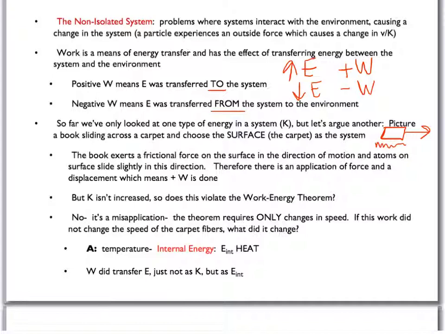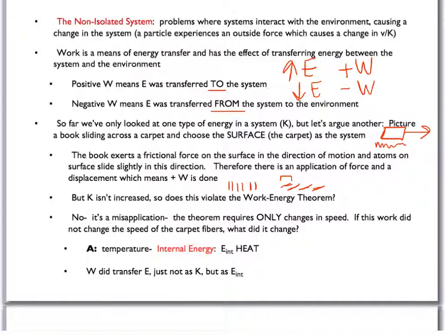Now, the book exerts a frictional force on the surface in the direction of the motion, and the atoms on the surface are going to slide slightly in this direction. If you picture this as a shaggy carpet, the carpet fibers maybe started out like this, but when you drag the book across it, now they're kind of angled like this, right? So we do in fact have a force that's being exerted on these particles or fibers in the carpet, and we have a displacement of those particles or fibers. They were dragged to the right a little bit.